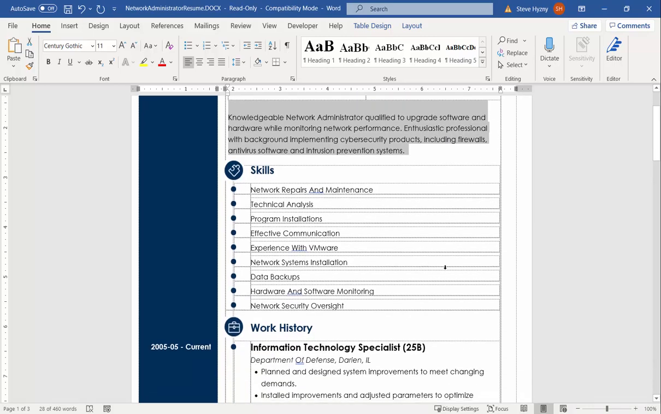Okay, once again, network repairs and maintenance. What does that tell me his skill is? Technical analysis is a skill. Program installations. Gee, my 10-year-old niece can install a program on her iPhone. Does that make her skilled in program installation? Effective communication, well, not according to the resume. These are nice, but they don't tell me anything about it.